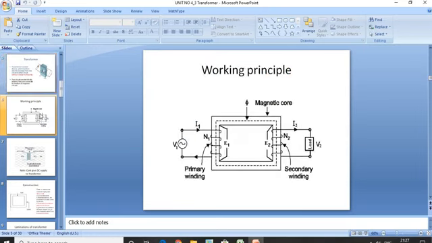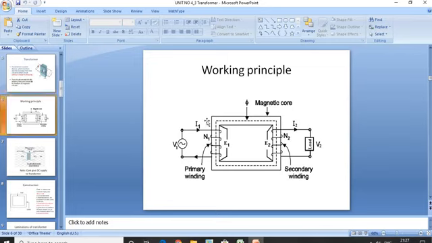Now working principle of transformer. The working principle of transformer is based on mutual induction, which states that when two coils are inductively coupled and if current in one coil is changed uniformly, then an EMF gets induced in the other coil.